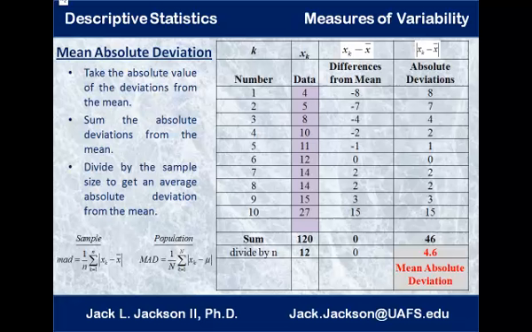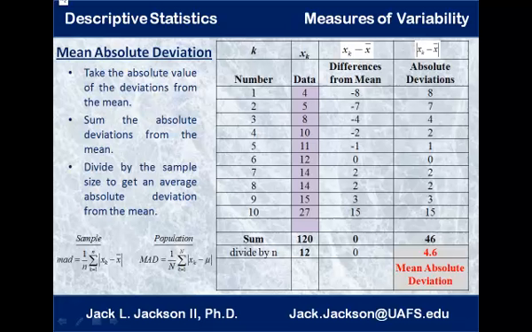So what do we need to do? We need to average this out. On average, how far are the data values from the mean? That's what this mean absolute deviation, MAD, measures. It measures on average how far the data values are from the mean. So we're just taking this sum of 46 divided by 10 to get 4.6. That is the mean absolute deviation.